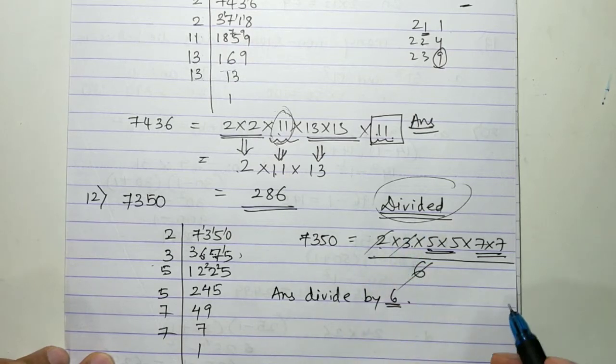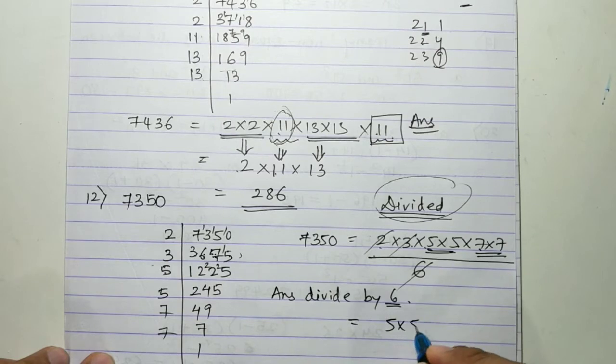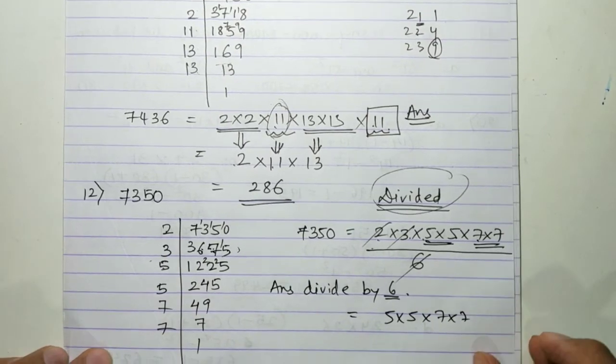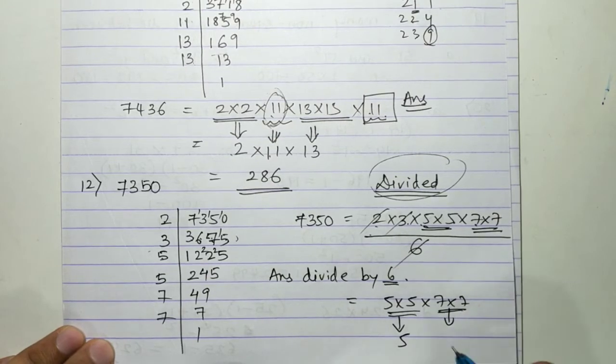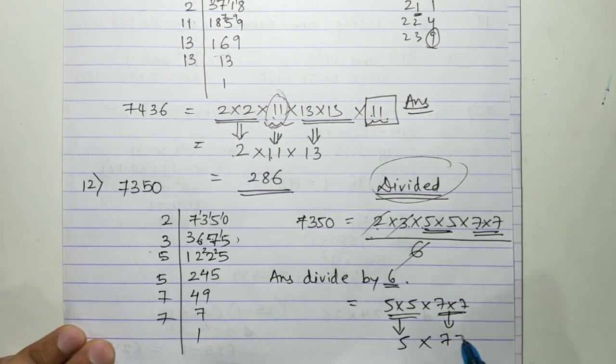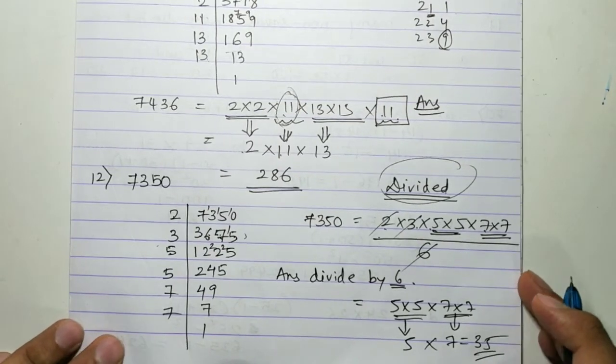Divided by 6, 2 and 3 got cancelled. Now what is left? 5 into 5, 7 into 7. So can I find the square root of 5 into 5 and 7 into 7? Okay, what will be the square root? Take one 5, take one 7. My answer will be 7 into 5, 35. Okay, the answer is 7 into 5, 35. That's it.